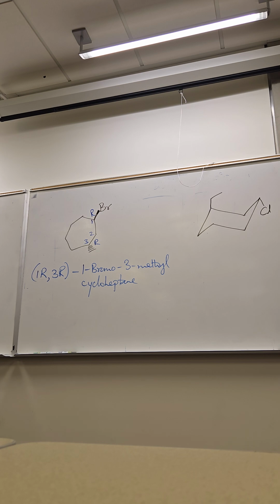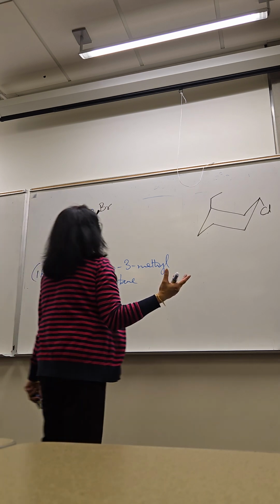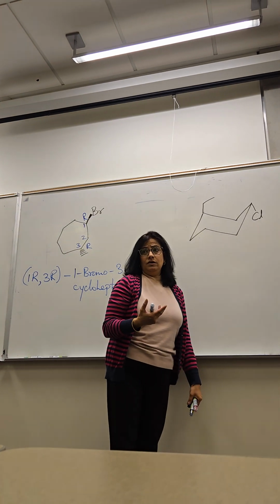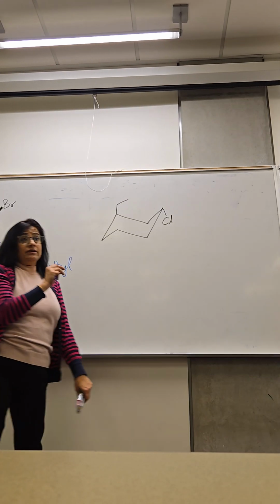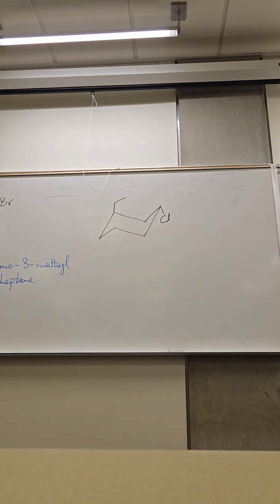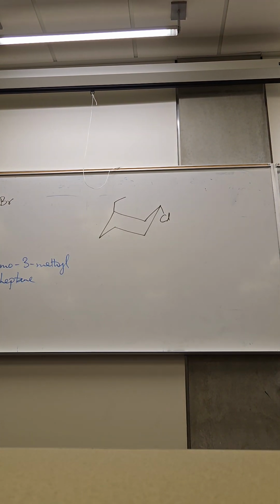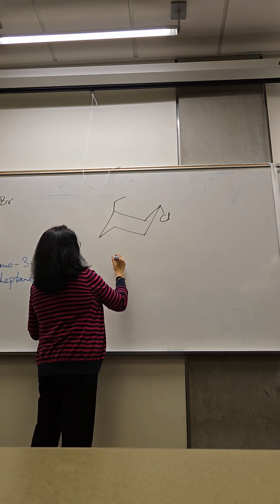No. The next one we can't, because there are no wedges or dashes shown. But can we do cis or trans? Yes. So please go ahead, tell me what would that be called? Trans 1 chloro 3 ethyl cyclohexane.